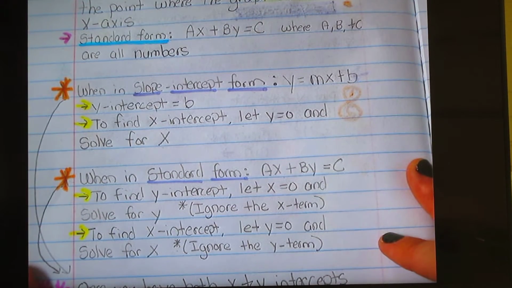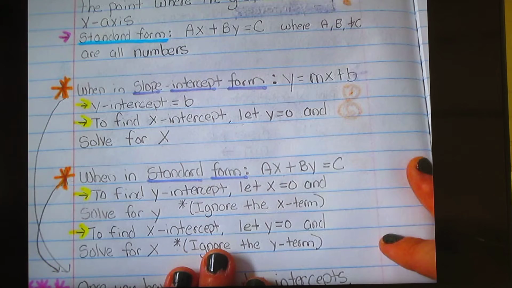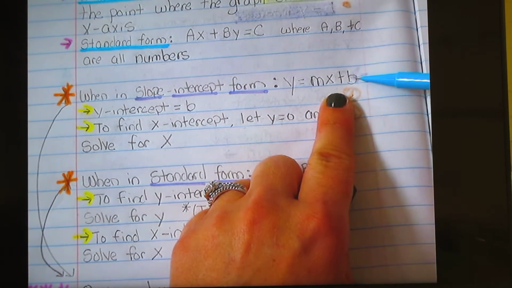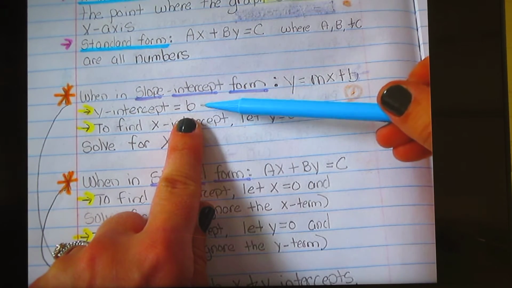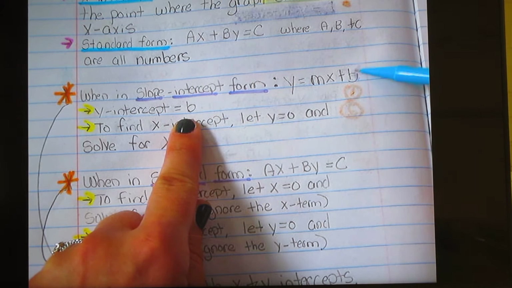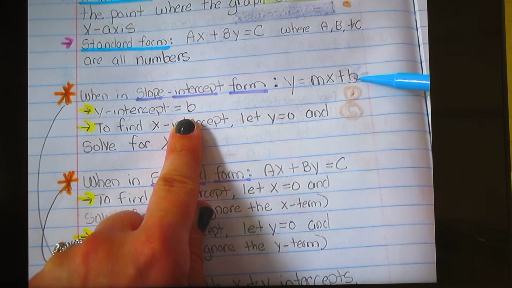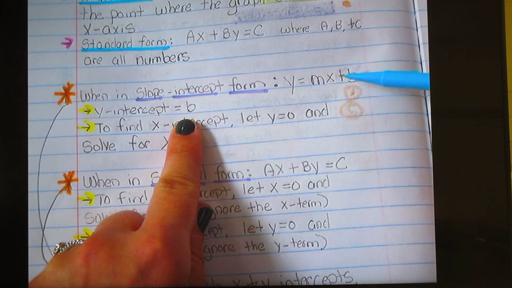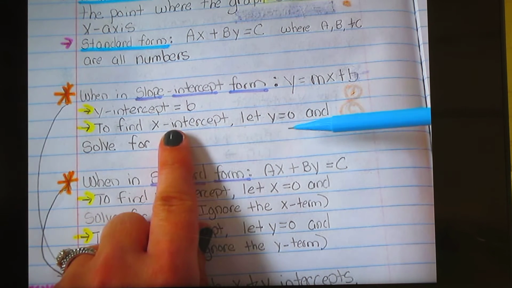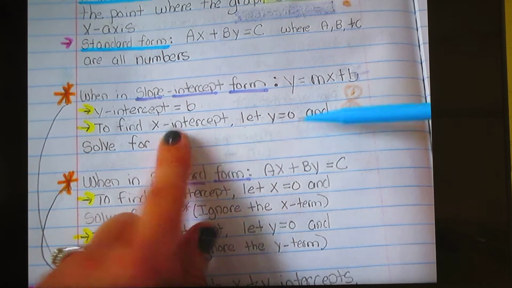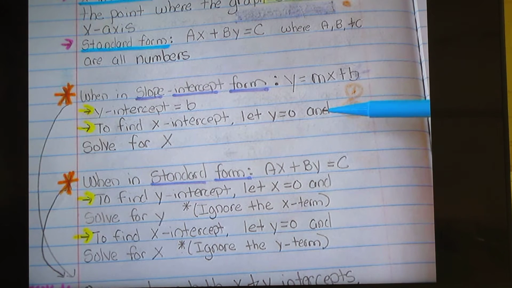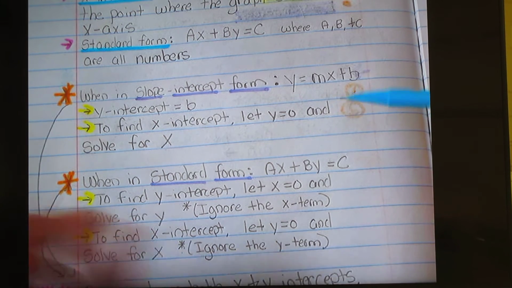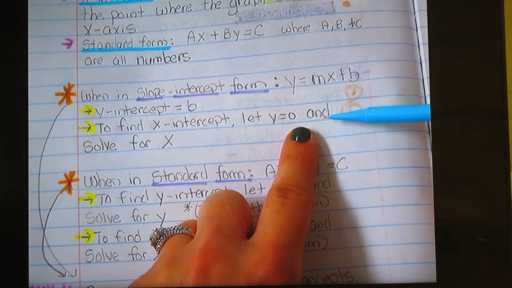Now, in order to graph using intercepts, we have different steps based on if it's in slope-intercept form or if it's in standard form. If it's in slope-intercept form, you have your y-intercept already given to you, because whatever this constant is in your slope-intercept form equation, y'all, that is your y-intercept. So you have that given to you, and make sure if it's a negative, you bring that with you. To find the x-intercept, that is the point where the line touches the x-axis, meaning that y value of that point is 0. So to find the x-intercept, we're going to let y be 0 and solve for x.